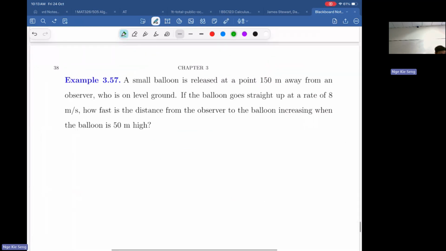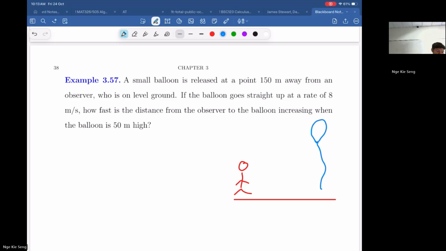How about this one? A balloon is released at a point 150 meters away from an observer. So let's draw this situation here. You've got an observer on level ground, and then there's a balloon release. It is 150 meters away.